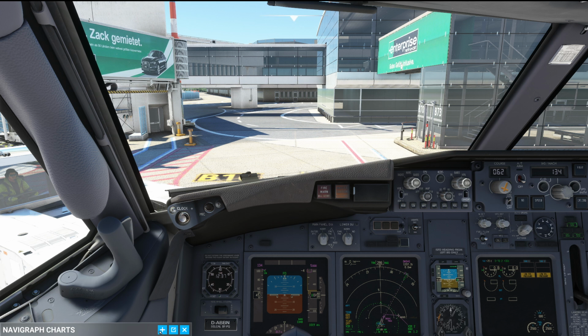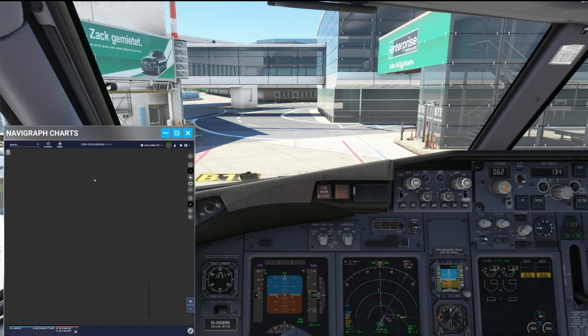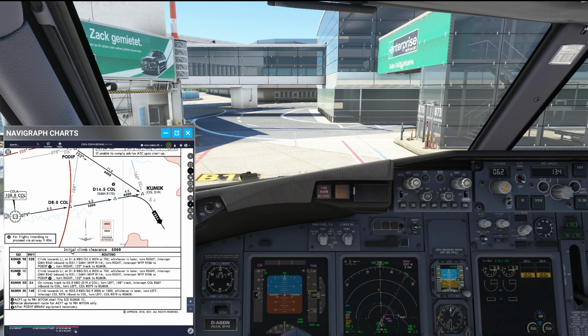For those of you who don't remember where it is, let's just have a look. Using the Navigraph charts over here, we have a small box at the bottom of our chart saying initial climb clearance 5000 feet.